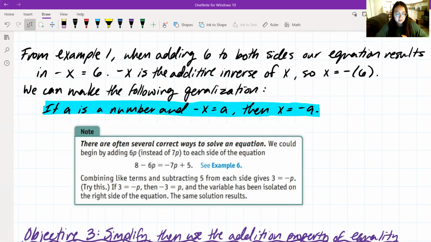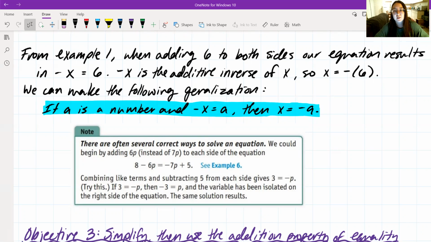So all right, as a note here, there are often several correct ways to solve an equation, which is the same thing as we just showed. We had 2 different methods for solving the same equation. We got the same answer. So we could begin by adding 6p in our example here below, instead of 7p to each side of the equation. 8 minus 6p is equal to negative 7p plus 5.